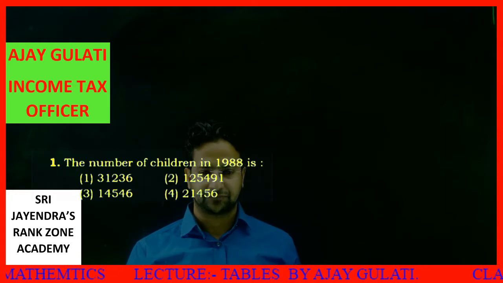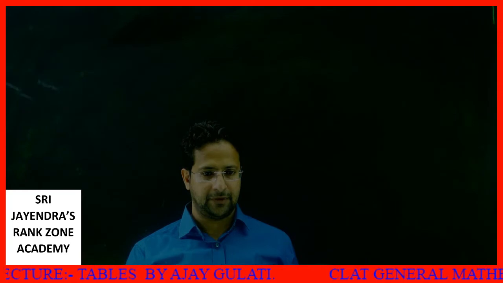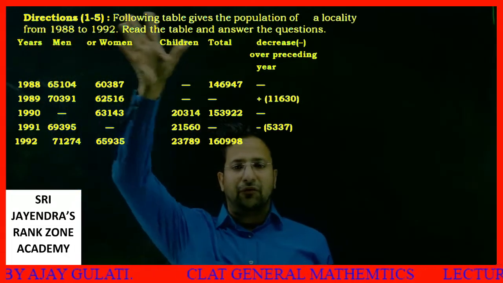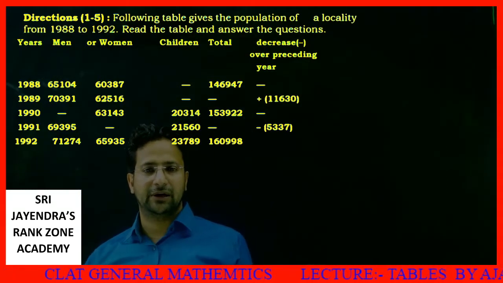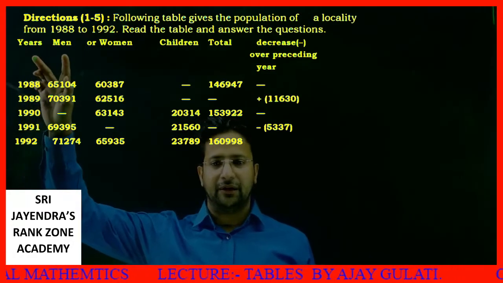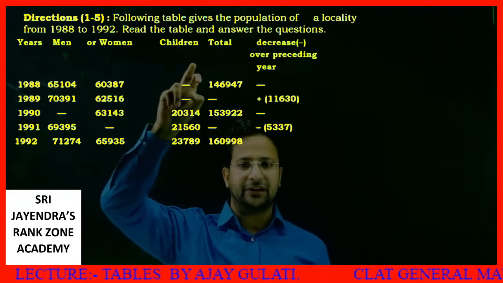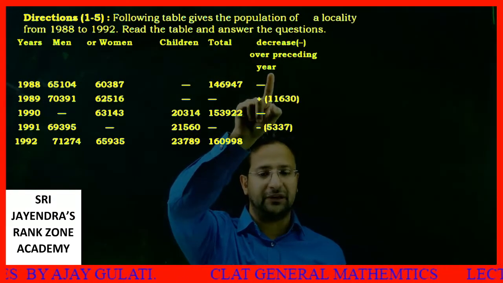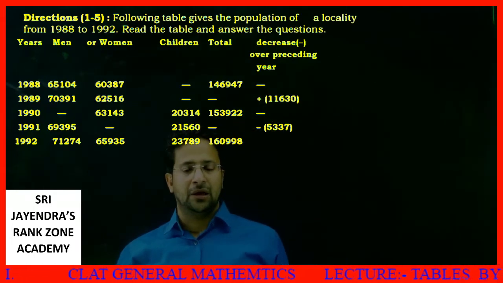This is our first question. The following table gives the population of a locality from 1988 to 1992. Read the table and answer the questions. First of all, we are given the year, then the number of men and women, then children, then total population, and then we are told the decrease or increase over the previous year. If it is negative, then there is a decrease. If it is positive, then there is an increase.